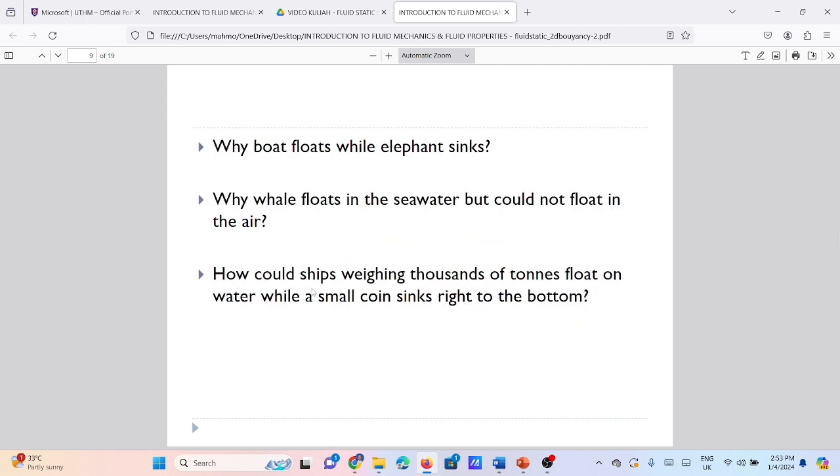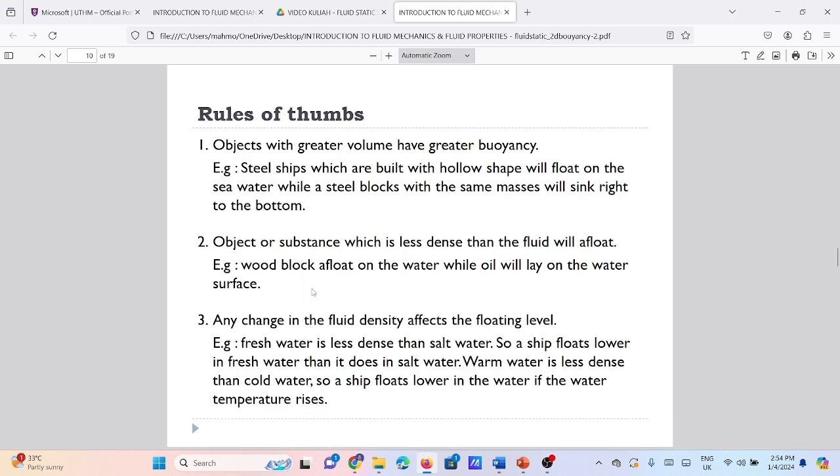Why does a boat float while an elephant sinks? So we have to discuss it in your group. Why does a whale float in the seawater but could not float in the air? And lastly, how could a ship weighing thousands of tons float on water while a small coin sinks right to the bottom? So this is a rule of thumb.